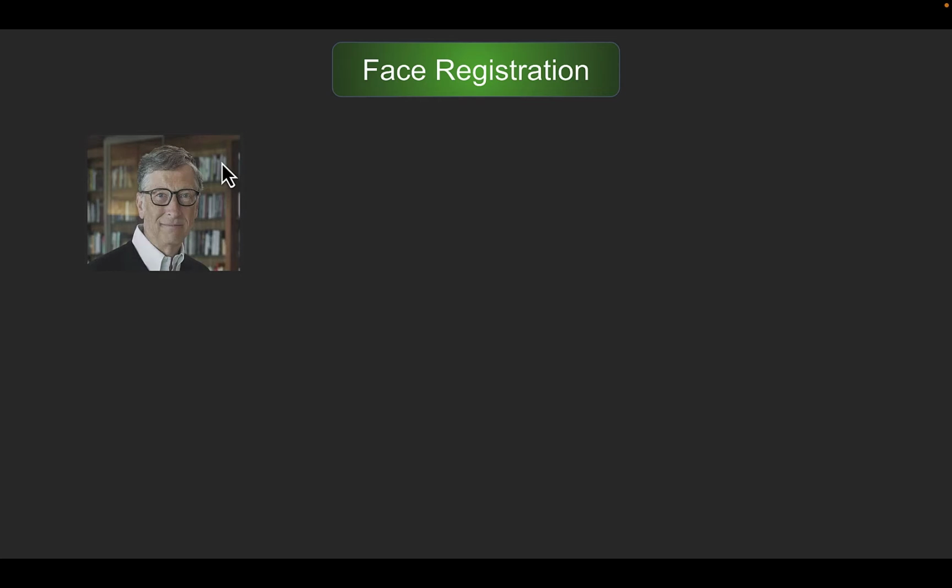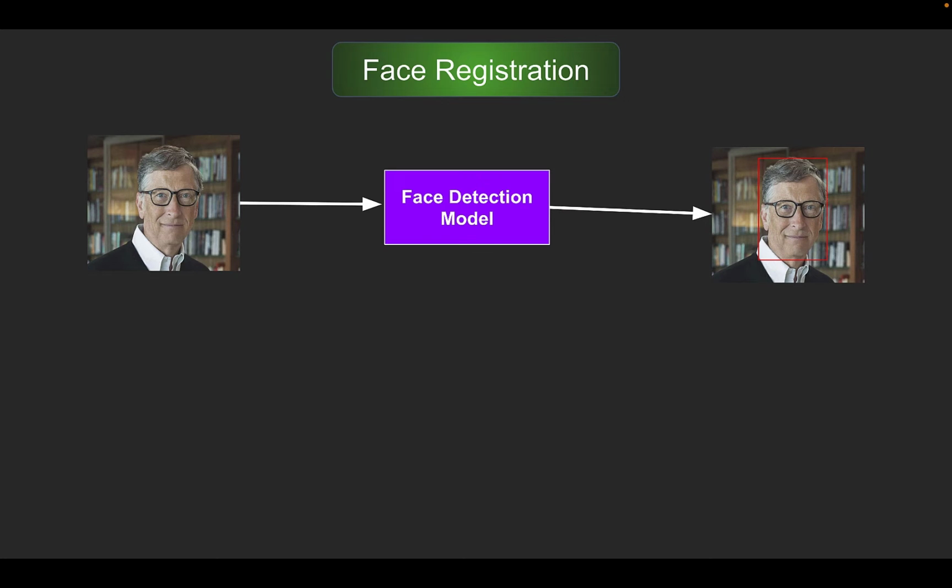So let's suppose that we got this Bill Gates image and we want to register his face inside our facial recognition system. So for that purpose, after taking this image, we are going to pass it to a facial detection model. So now a face detection model can detect the location of a face present in an image. So this model is going to detect the location of Bill Gates' face, and using the information we can draw the rectangle around that face. And after that we can also crop the image and only get the portion where the face is present.